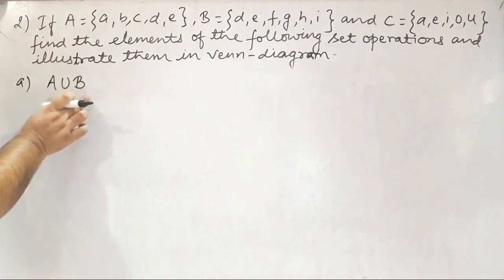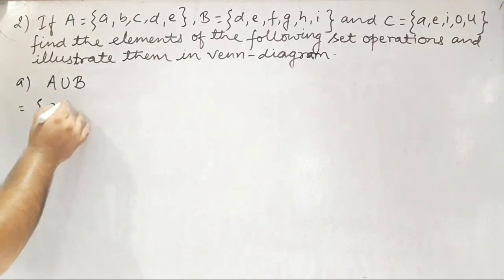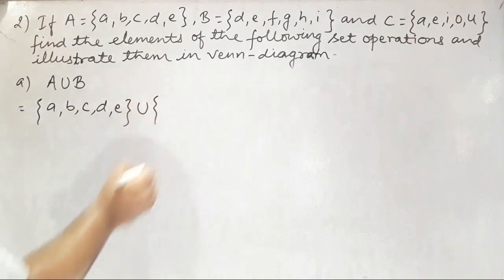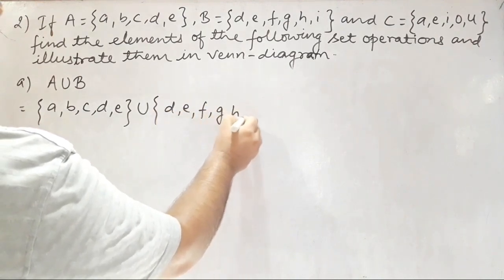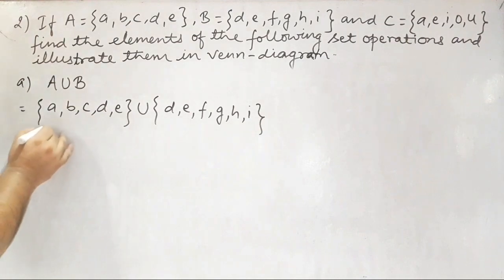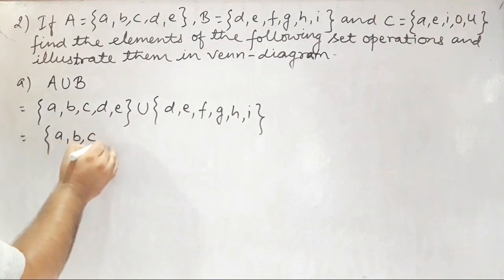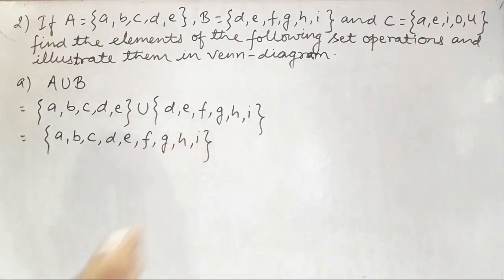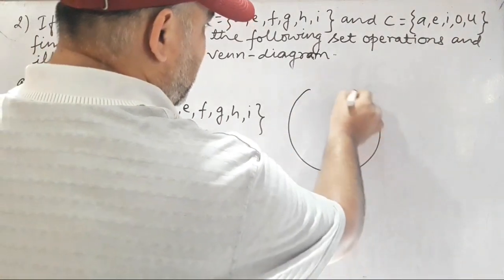Okay, the first set operation is A union B. The elements of A are a, b, c, d, e, union the elements of set B: d, e, f, g, h, i. So for A union B, we have to write down all the elements: a, b, c, d, e, f, g, h, i. Okay, so this is set A union B. Now we have to make them in Venn diagram. Let me make the Venn diagram here.